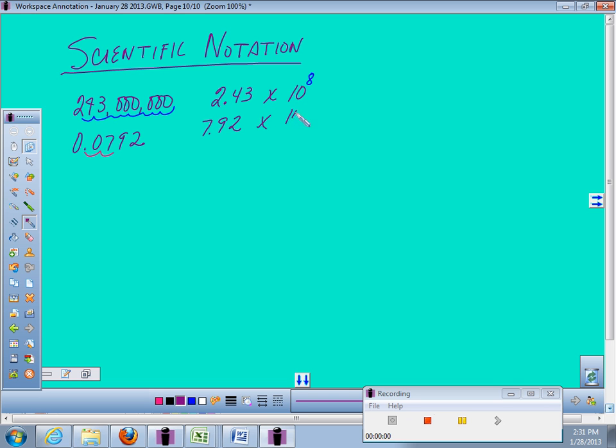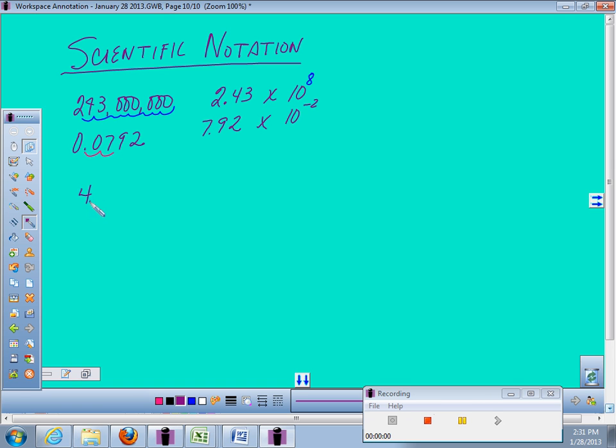Now, do you ever have trouble, or did you at least back in junior high, getting confused about which way do I move my decimal? Is it positive or negative? My rule of thumb is, guys, if it's a number greater than 1, it's going to have a positive power. If it's a fraction value less than 1, it's a negative power. End story. If it's a number, 243 million, is that greater than 1? It's going to have positive power on it. 0.0792, is that less than 1? It's going to have negative power on it. That's all you got to know.